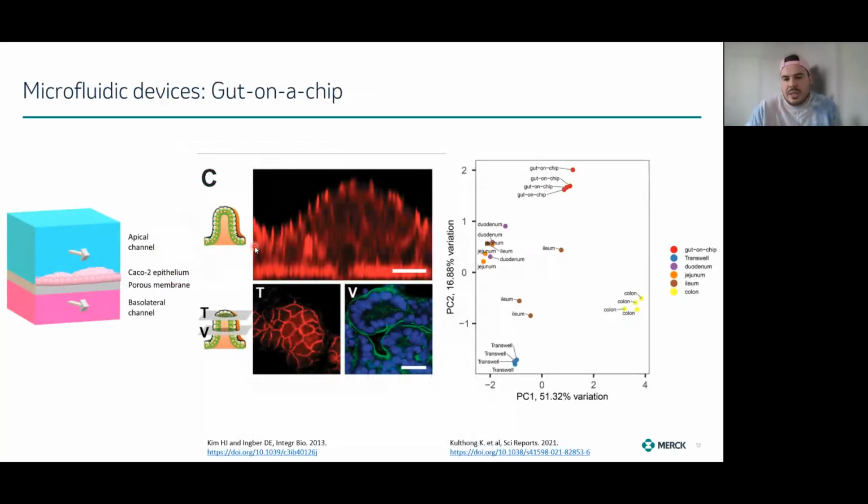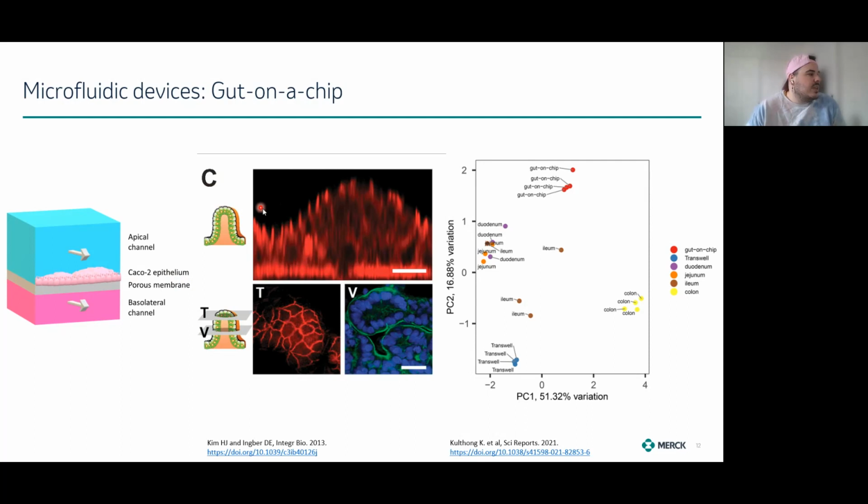So then another approach that I mentioned is instead of switching out the cell source, you keep the cell source the same. So this is going to be CACO2 cells here, but you change the model. And in this case, it's a microfluidic device, so a gut on a chip model. In these models, they tend to be pretty small, and the chamber itself is about 70 microns high, and the width is about 14 microns wide, but obviously they vary from company to company. But that's what this one is that we also use at Merck.